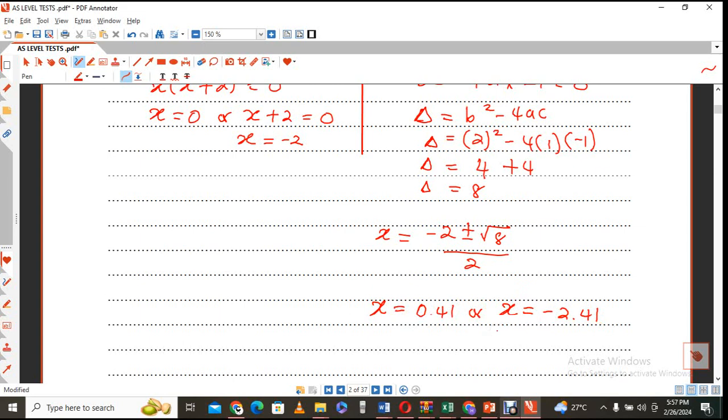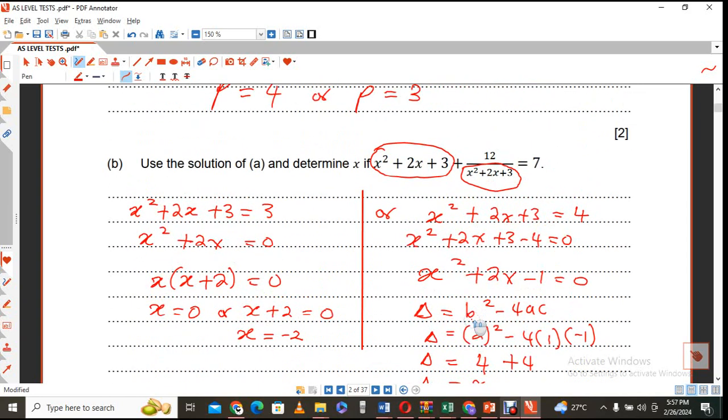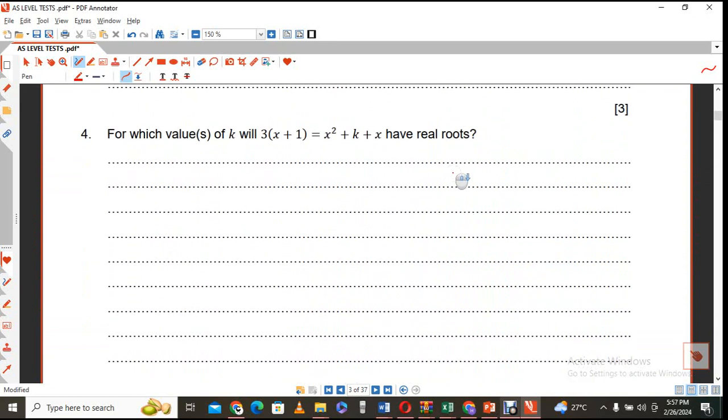Okay, so all the solutions now here would be therefore x equals 0, x equals negative 2, 0.41, and negative 2.41. These are the solutions to that equation if the conditions are met where p, or the whole x squared plus 2x plus 3, is equal to either 4 or 3. Okay, so I had enough space there, so let's go to the next question.